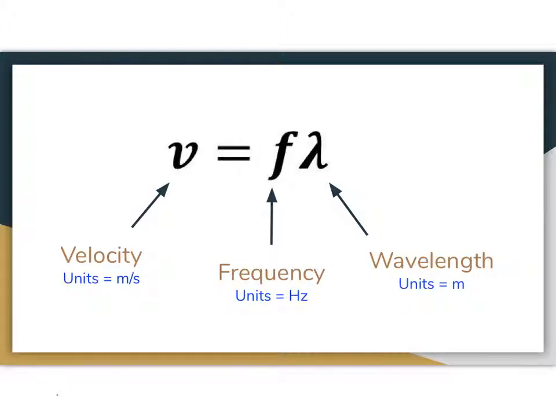Okay, so here's the equation. It's called the wave equation, and it has three parts. You've got velocity, which we measure in meters per second. Remember, that's the same thing as speed. And we have frequency, which is measured in units called hertz. Hz is how that's abbreviated. Hertz is how it's spelled out, actually.